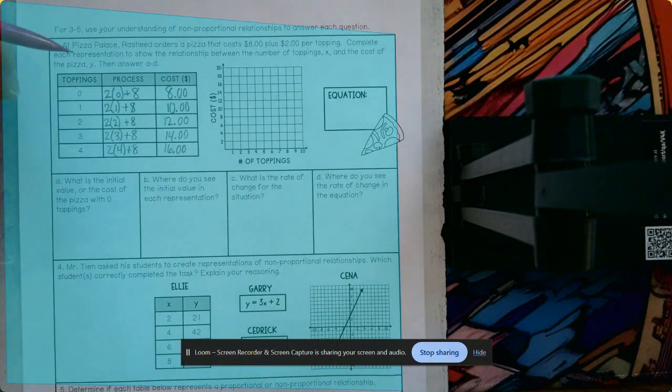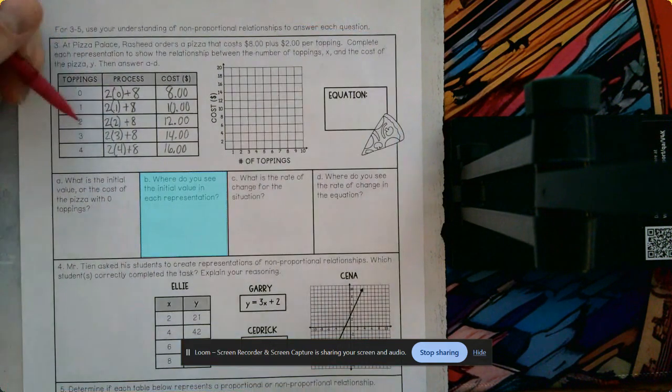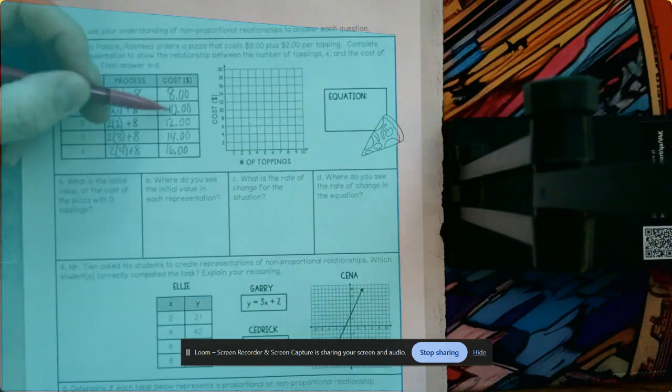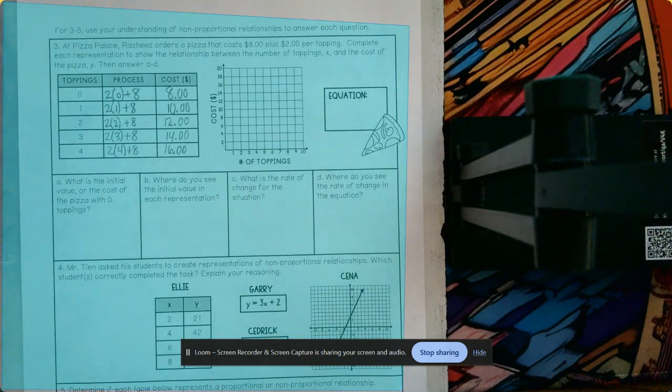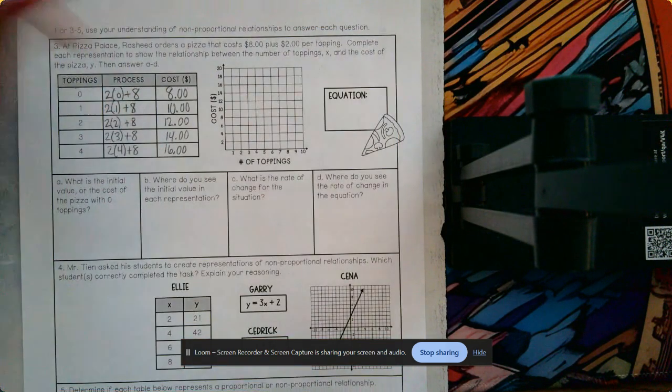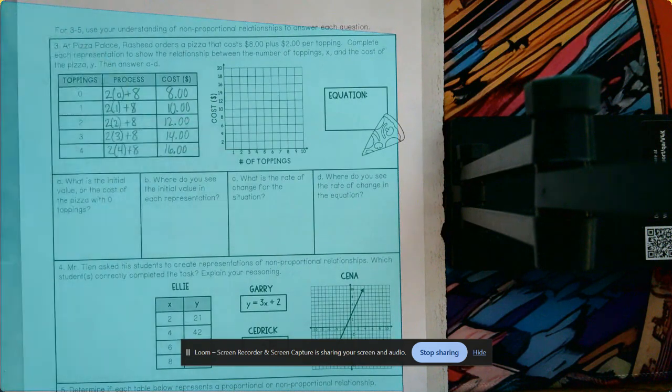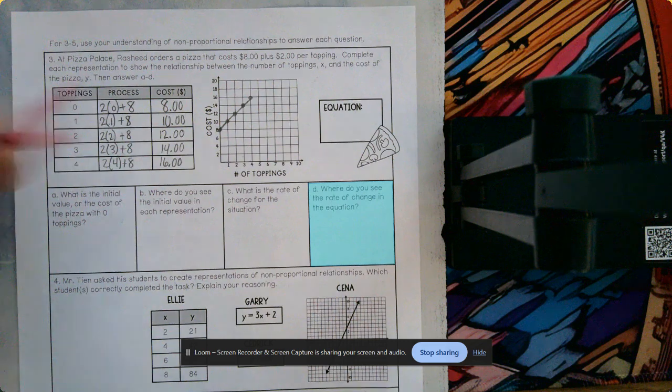All right, there's your work for the table for the last three values for toppings 2, 3, and 4, and you get $8, $10, $12, $14, and $16 for the pizza with those many toppings. So now go ahead and take a second and plot your points on this graph. All right, there's your graph.